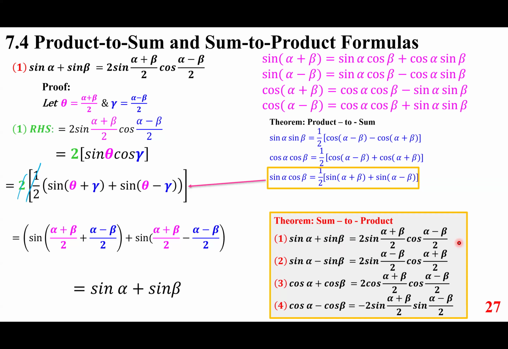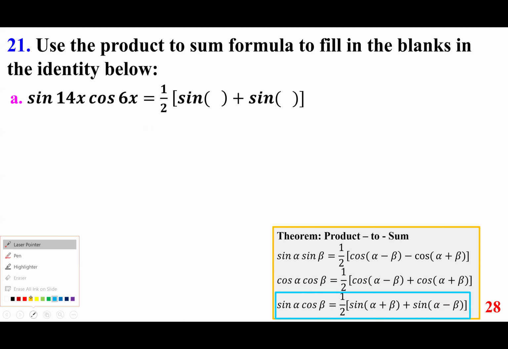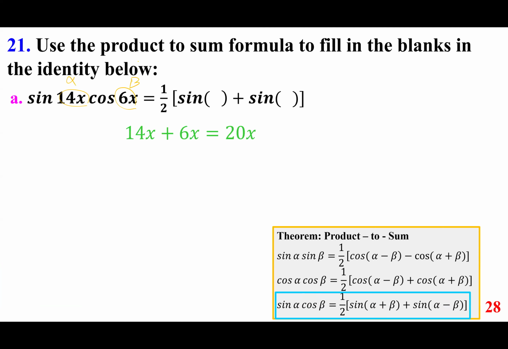So a couple of simple examples. We want to use the product to sum formula to fill in the blanks and identify it. Sine of 14x cosine of 6x is half of sine of something plus sine of something else. And we basically use the formula. Which formula? We're going to use this one. Take a look at this formula. So we need alpha plus beta. We need alpha minus beta, where 14x is alpha, 6x is beta. Add them up, we get 20x. Subtract them, we get 8x.